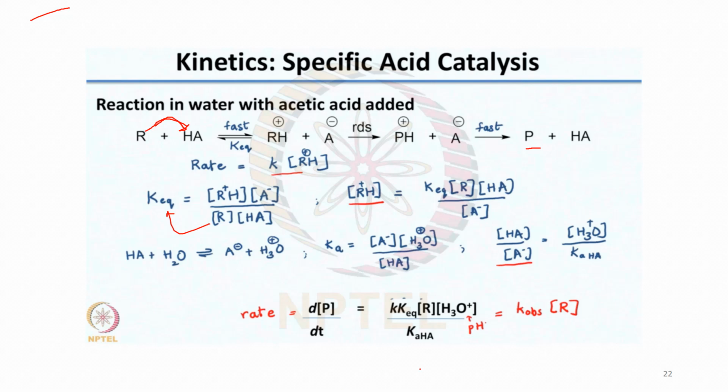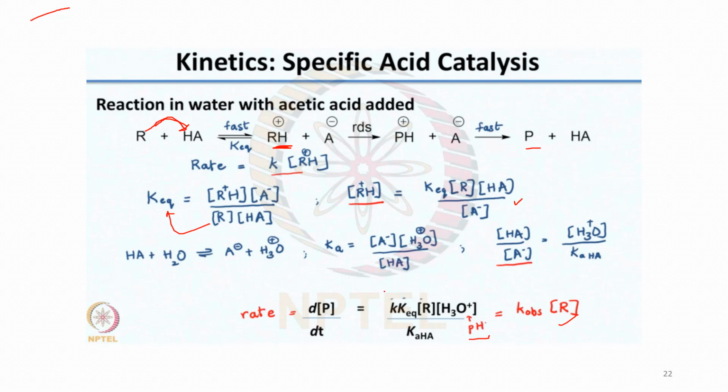Now the rate of the reaction, which is dP by dt, the formation of the product, depends on the concentration of this intermediate. So from this we can get the concentration, and just by multiplying it we can get our desired equation. From this we can get an idea that the reaction is dependent on the pH of the reaction.